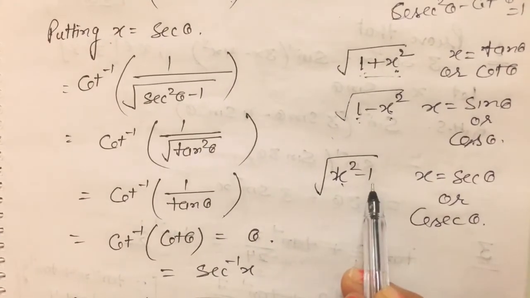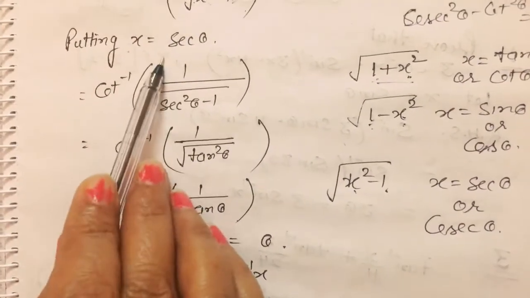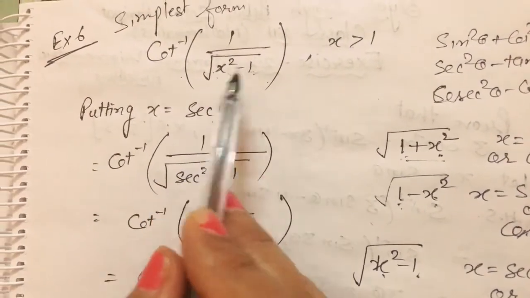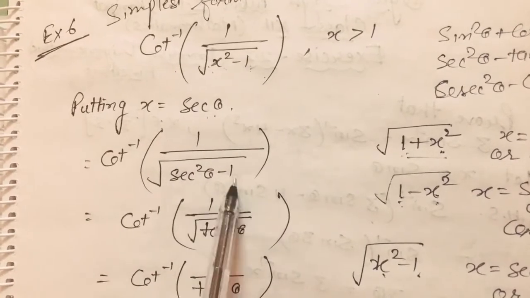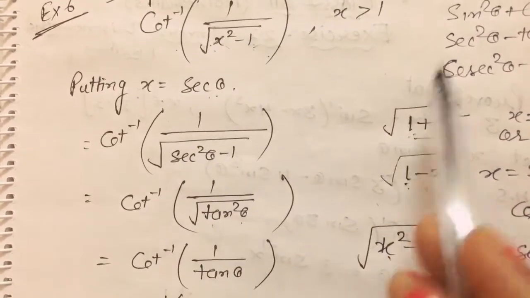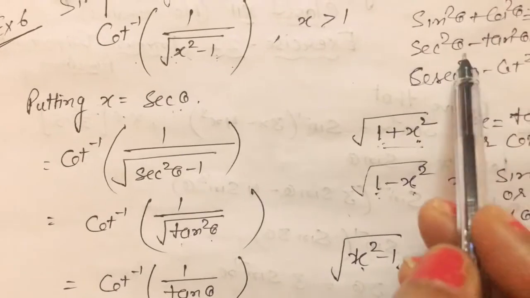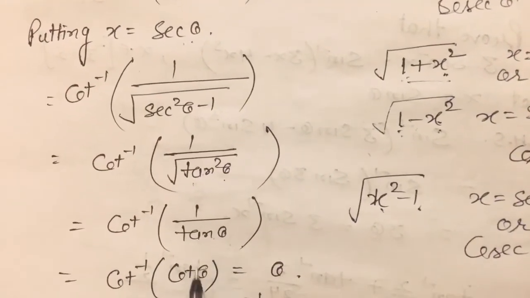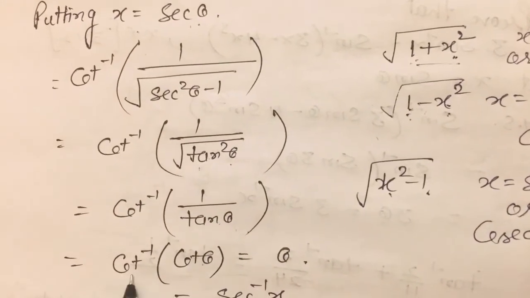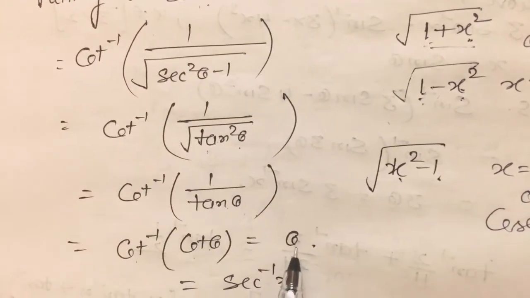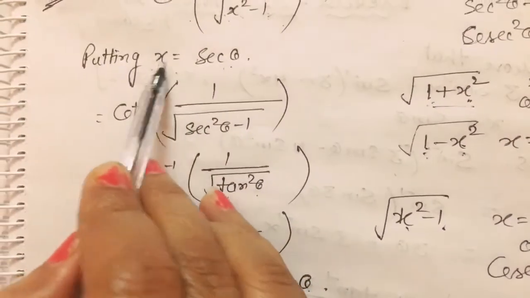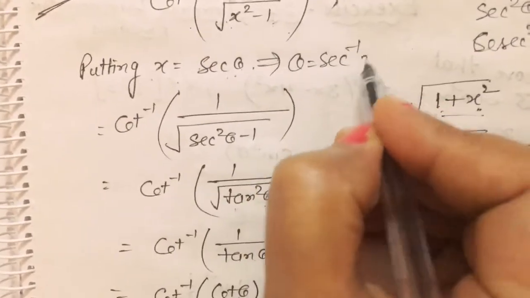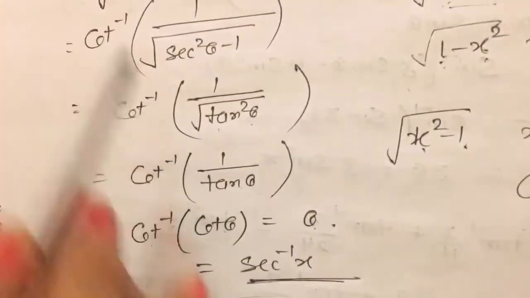secant square theta minus 1 will be tangent square theta, and we are using this in the same question. I am putting x equal to secant theta here, so it will be secant square theta minus 1, that will be tangent square theta. We know the identity, secant square theta minus 1 is equal to tangent square theta, so it will be 1 upon tangent, and we know that 1 upon tangent is cot theta, so cot inverse cancels with cot, it will be theta. And what is theta here? x is equal to secant theta, that means theta is equal to secant inverse x. So this is the simplest form of this.